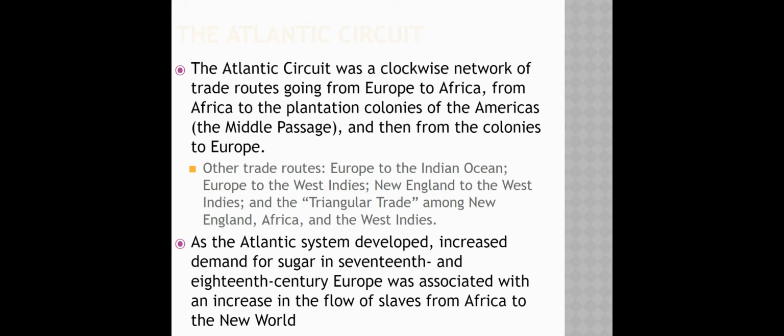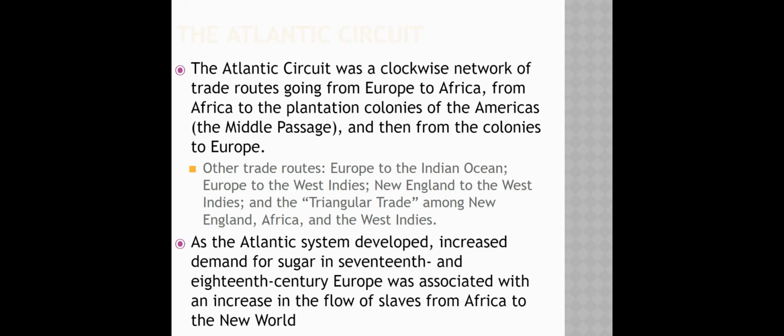As the Atlantic system developed, the increased demand for sugar in the 17th and 18th century, especially in Europe, was associated with the increase in the flow of slaves from Africa to the New World. The slave trade was a highly specialized business in which chartered companies in the 17th century and then private traders in the 18th century at first purchased slaves in Africa and packed them into specially designed or modified ships, and then would deliver them for sale to plantation colonies. This would later evolve into strictly raiding African kingdoms.